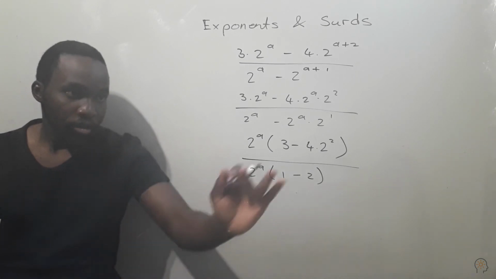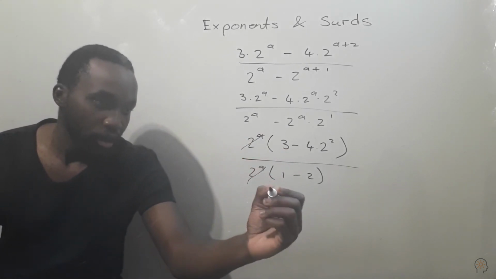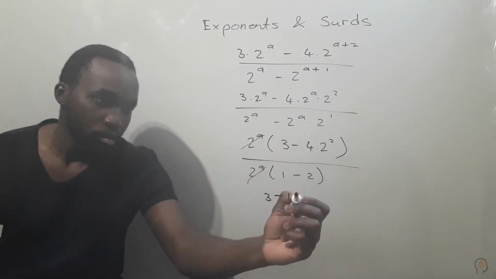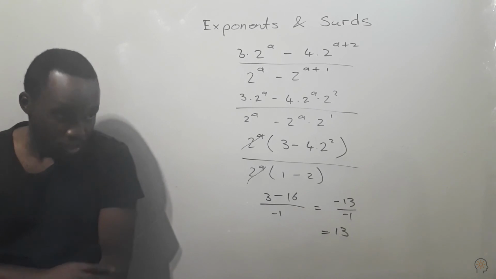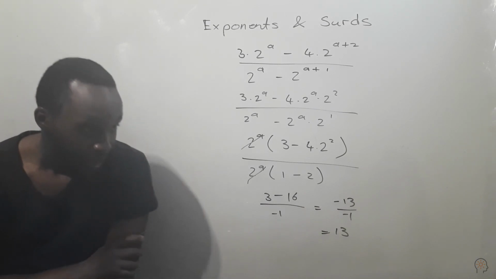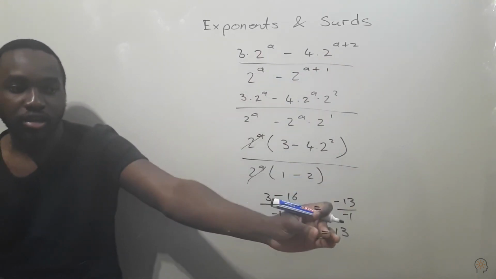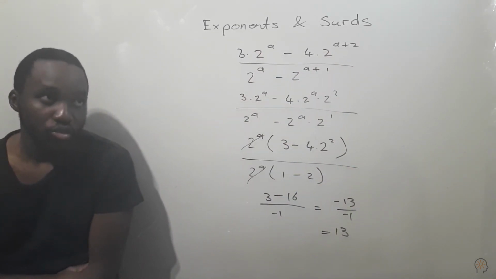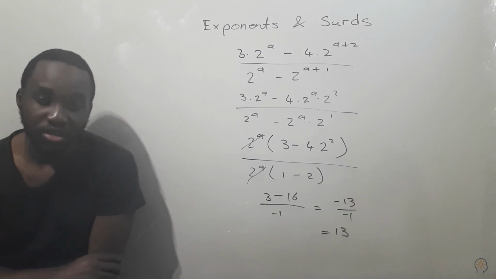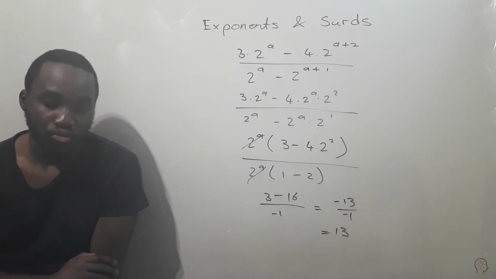This is then showing us that these two can cancel each other out, and then at the top here we have 3 minus 16, which is just negative 13. That whole value over negative 1 is just showing us that this simplified is just going to be a positive 13 there. So exponential laws, exponents and surds, really, they just have simple trends that you want to be able to work with.